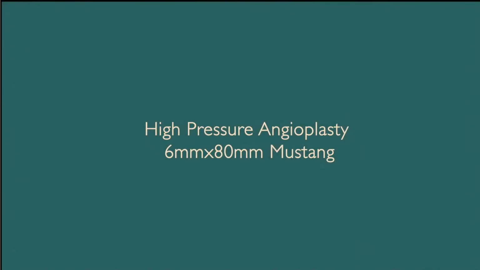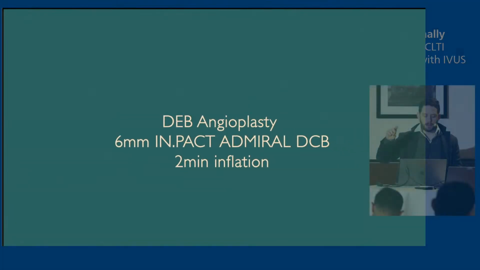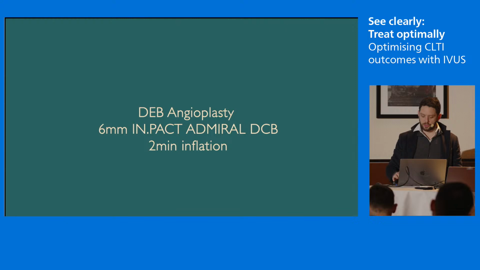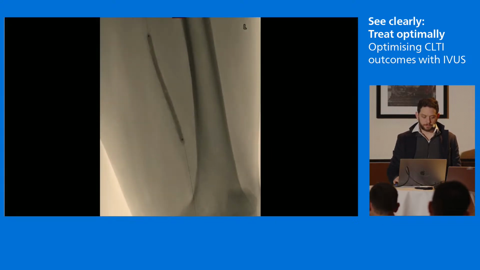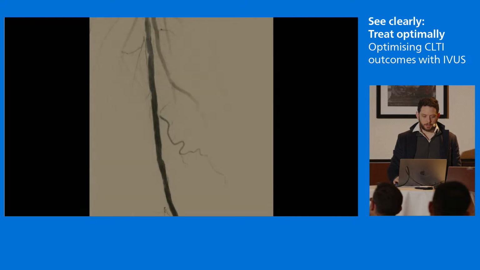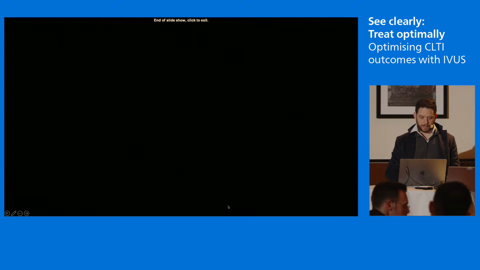So we performed a high-pressure angioplasty just in that little segment, and perhaps I've slightly missed that there, so we've done it again, and it's overcome. We've done a repeat angio here, and we've actually drugged that with a 6mm impact balloon. With a 2-minute inflation, we did everything we could to throw at it, and we thought we'd done a really good job. And ultimately, we thought we'd fixed this guy's leg.